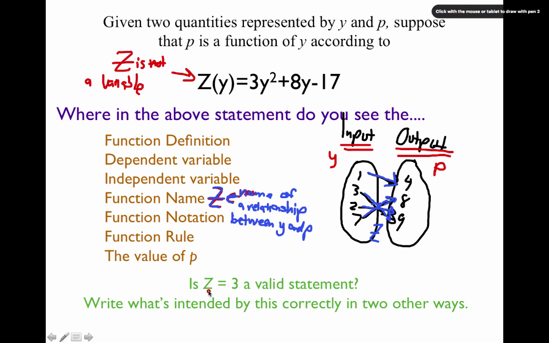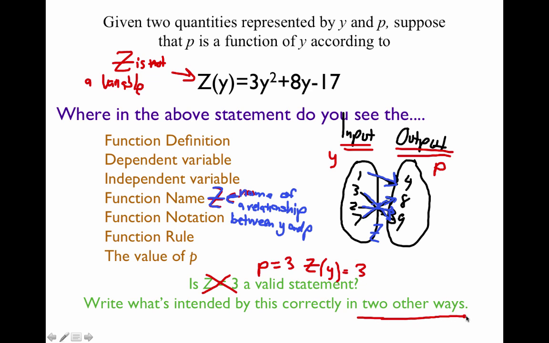And so because of that, it's really inaccurate to say z equals z3, but we can say, oh, this probably meant the output, so we can say either p equals 3, or we can say z of y equals 3. These are two other ways in which to correctly write what's intended by the statement. And now let's go ahead and practice using function notation in a context.